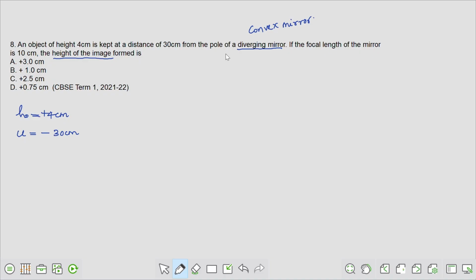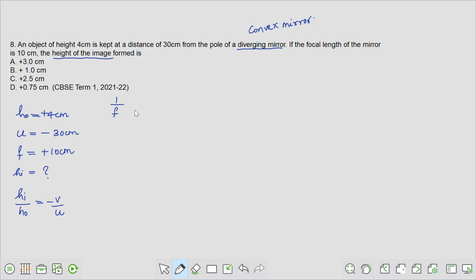Now focal length of the mirror is given 10. So focal length f is equal to plus 10 cm, because for a diverging mirror the focal length is behind the mirror. It forms virtual, so behind. Now you have to find HI. To find HI, we should know what is v, because we have the formula HI by HO is equal to minus v by u. We have HO, u, but we don't have HI and v. So let's find v first.